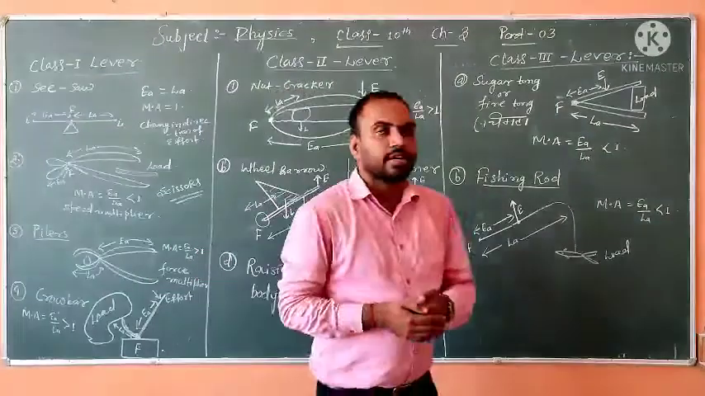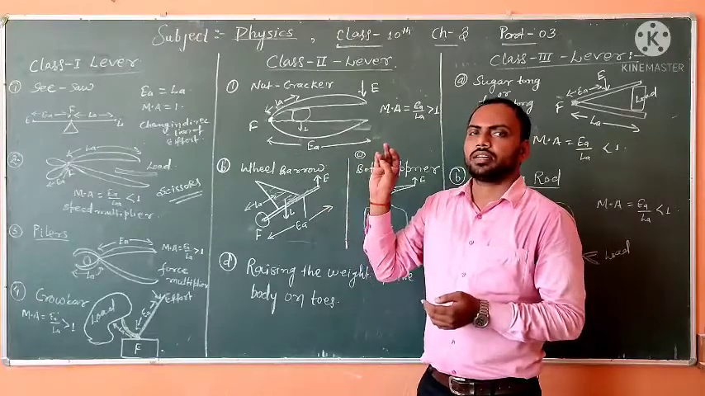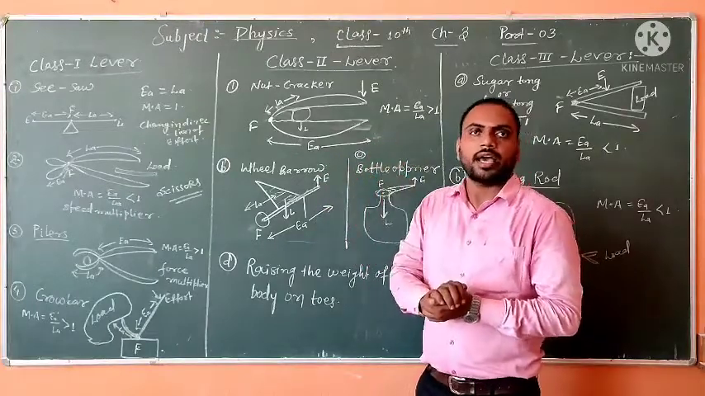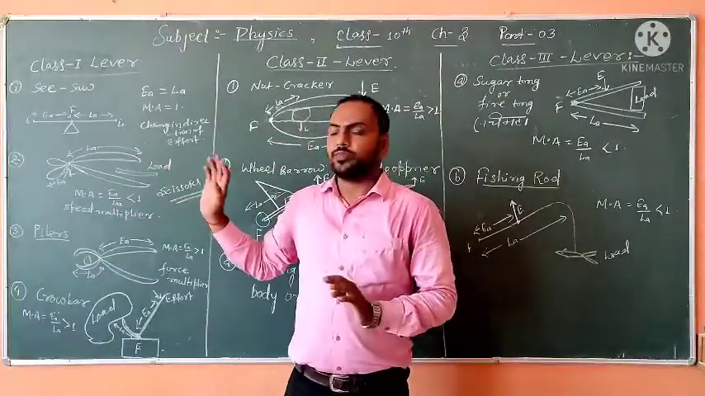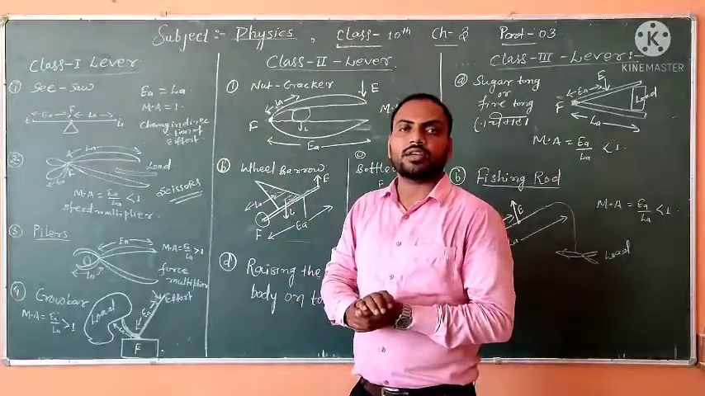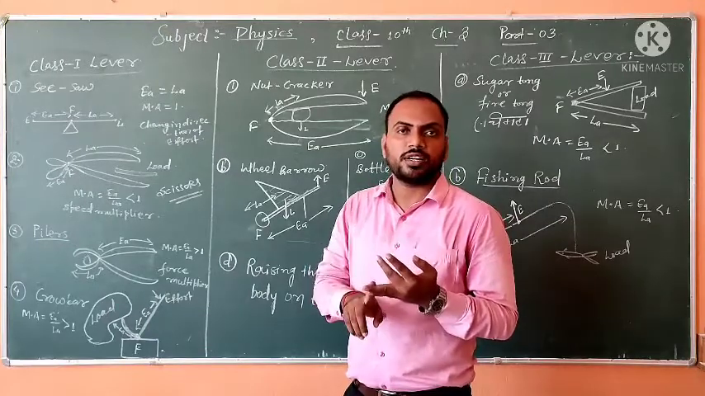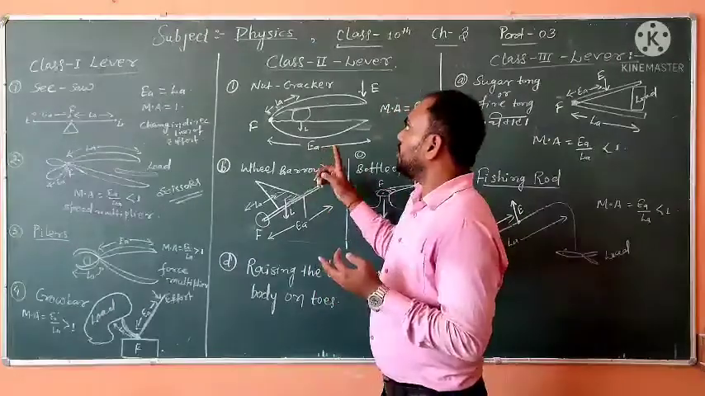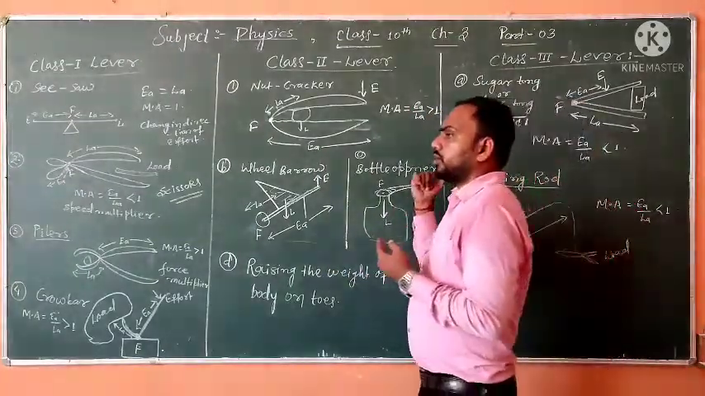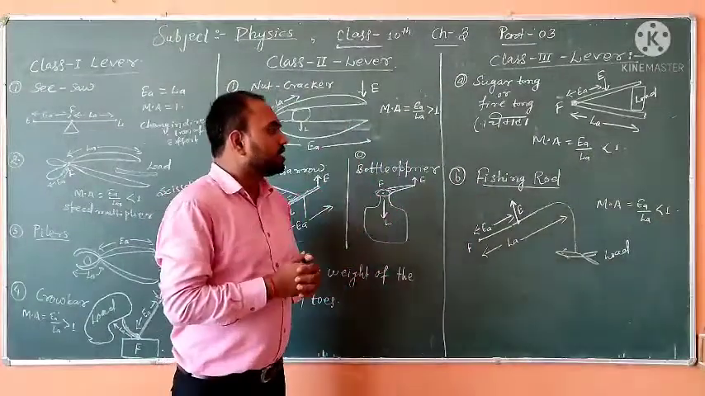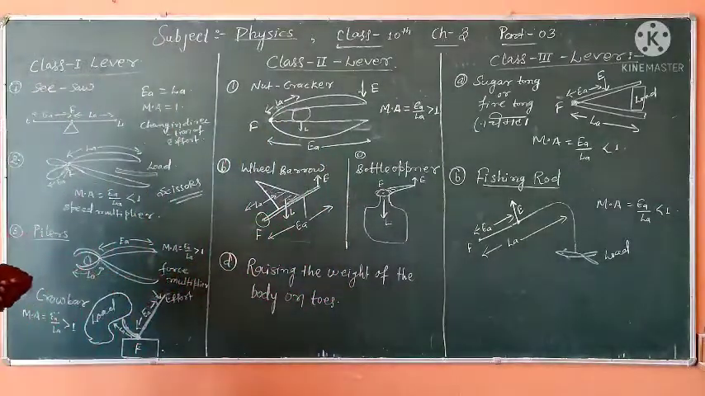Hello dear students, here I am going to explain some examples of class 1 lever, class 2 lever and class 3 lever. As we know that class 1 lever behaves as all three types of machine. Either it works as a force multiplier, speed multiplier or direction changer, while class 2nd lever always acts as a force multiplier and class 3rd lever always acts as a speed multiplier. Dear, come to the point.